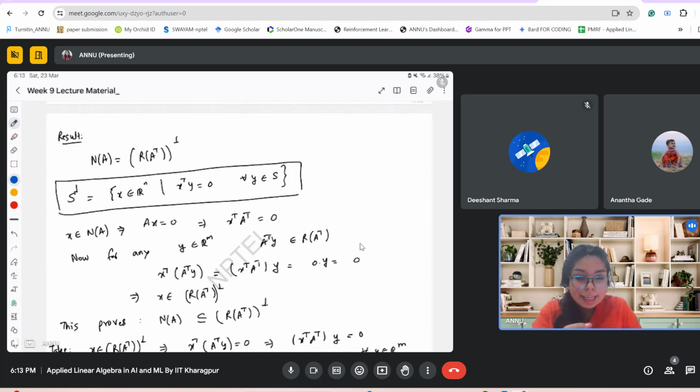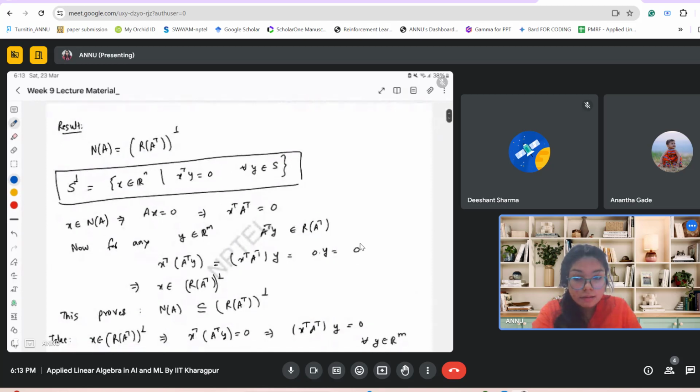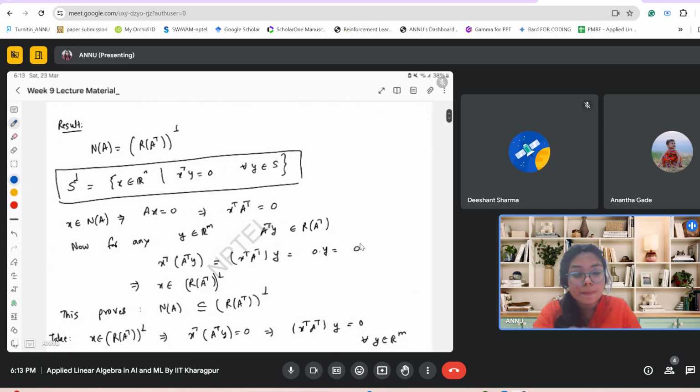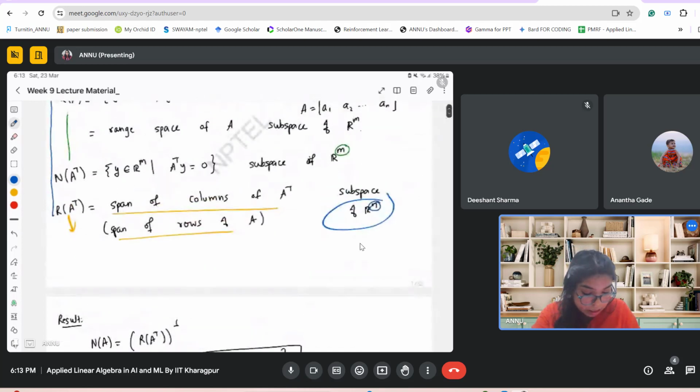So let's take any x that belongs to the null space. It means Ax equals 0. Similarly, if you transpose it, it will be 0. And for the row space, what do you need? You need A transpose x equals y, right? Because you are taking care of the transpose.